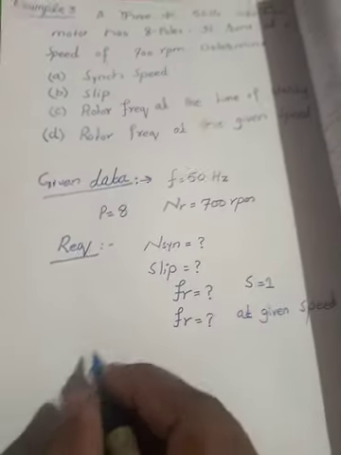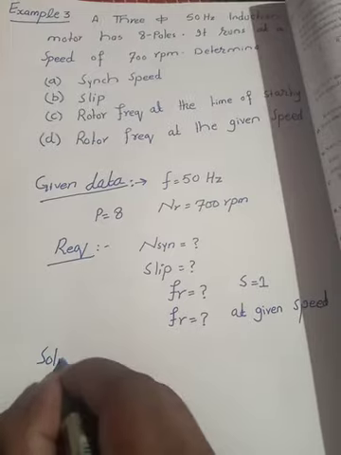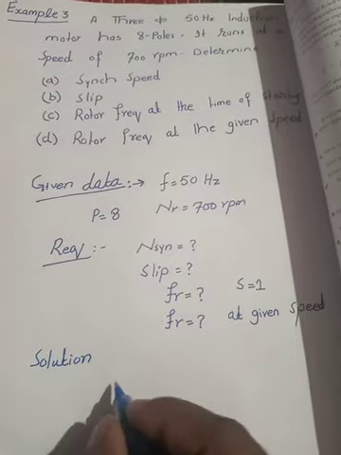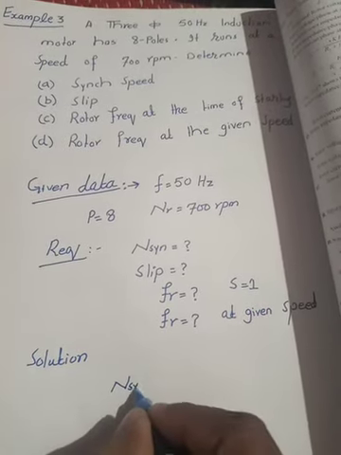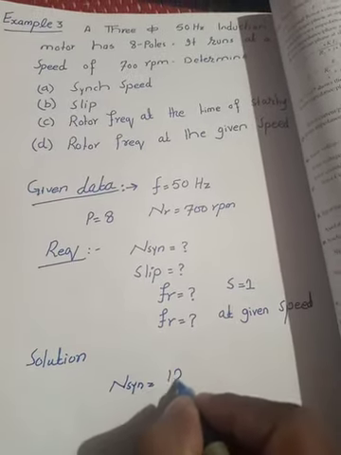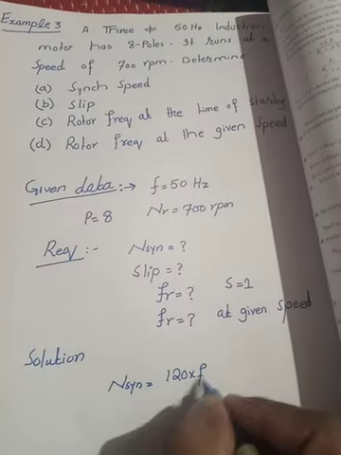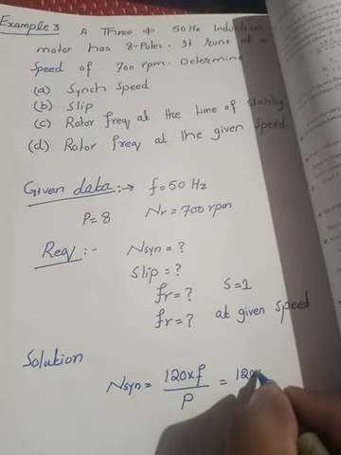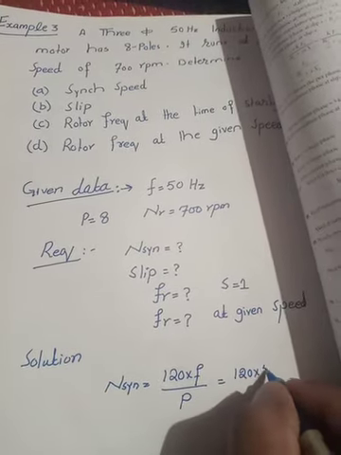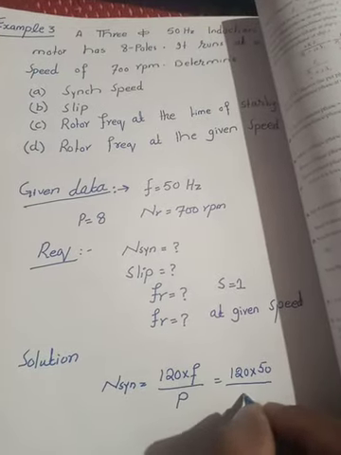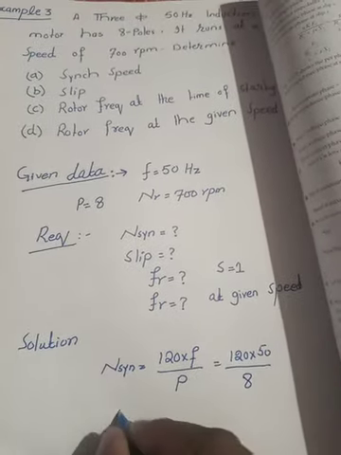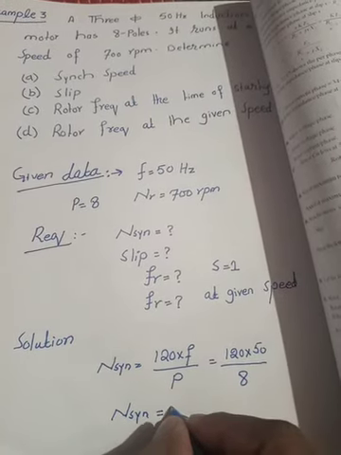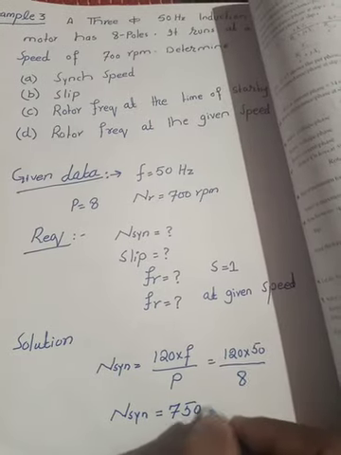So now let's come toward the solution. First of all, we have to find about the synchronous speed. So the synchronous speed is actually 120 f divided by p. So that is 120 f, f is 50 hertz and number of poles are 8. So the synchronous speed comes out to be 750 rpm.